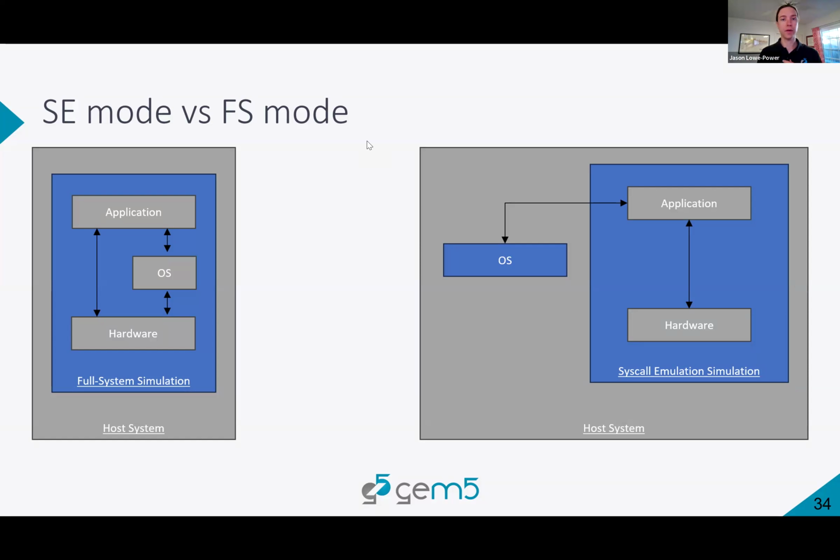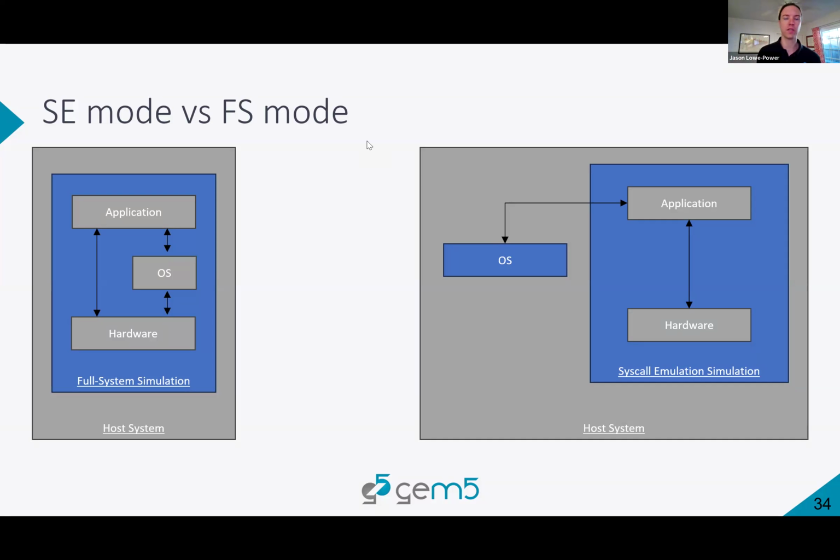This is opposed to SE mode, or syscall emulation mode. And SE mode is what we were using in the last couple of examples. In this case, we only really simulate the application and the hardware, and we let the host operating system simulate the operating system. So anytime the application does a system call, gem5 emulates that system call. The simulator does not execute the kernel code. The host executes the kernel code using the host's kernel.